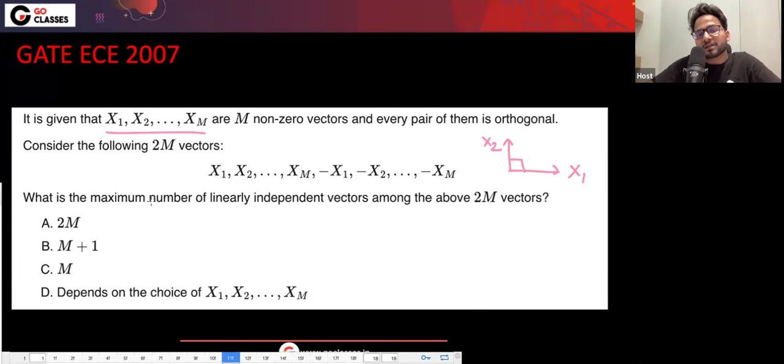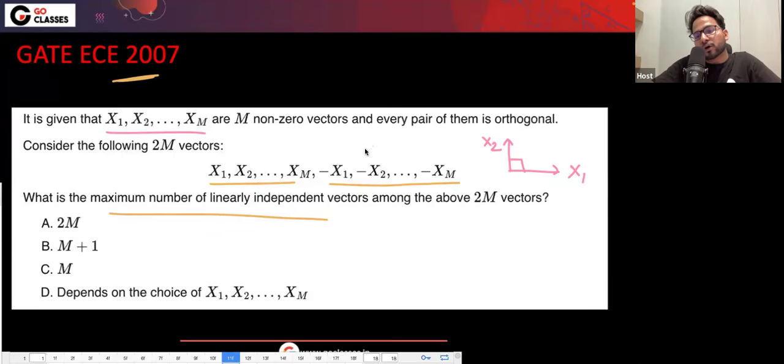Now they are saying consider the following 2m vectors. There are m vectors like this and m more vectors with the minus sign. What is the maximum number of linearly independent vectors among these above 2m vectors? So these are the 2m vectors. What is the maximum number of linearly independent vectors you can choose?